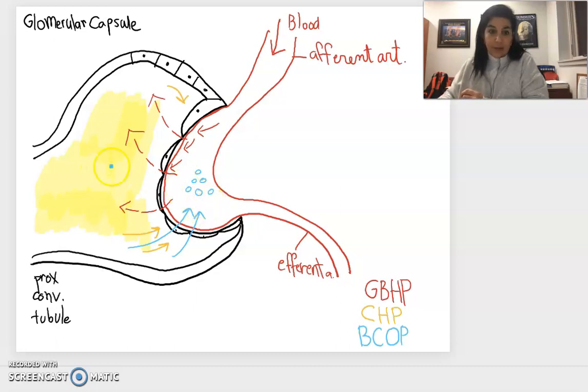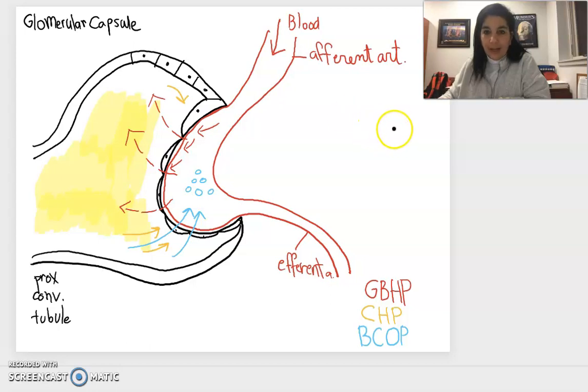And as soon as you have liquid fluids on this side, you're going to have that pressure. So you need that blood pressure to be high enough. Now, to monitor that pressure, we have cells from the distal convoluted tubule.